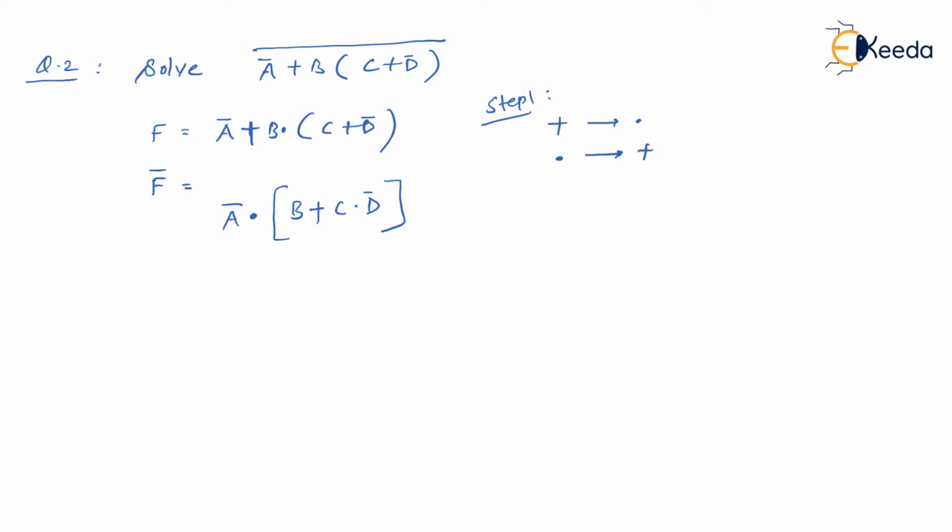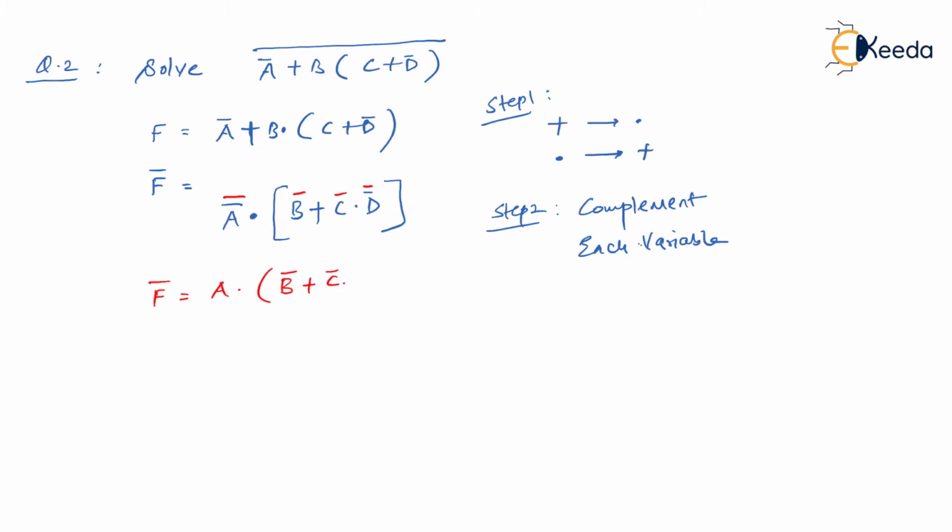And once I do that, if you remember step number 2, what was step number 2? Step number 2 was simply complement each variable. So let us try to complement every variable here. So I'm highlighting step number 2 with the red color. So like this, every variable should be complemented. In a way, what F bar I'm supposed to get is A double bar, cancel each other. So B bar plus C bar dot D, and that's it. This is your F bar.